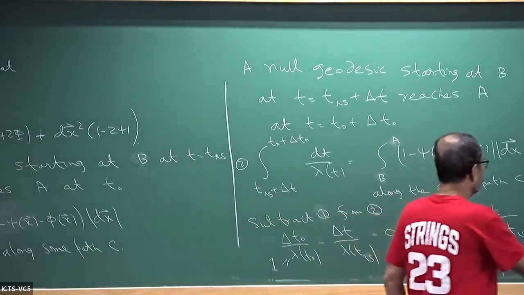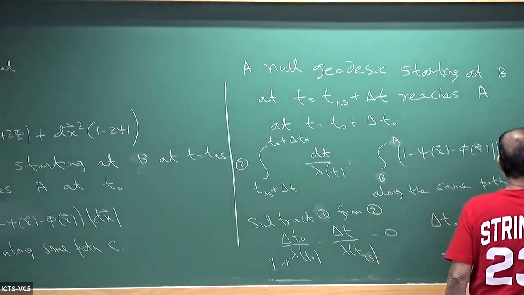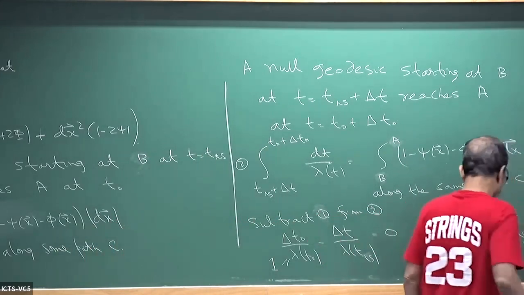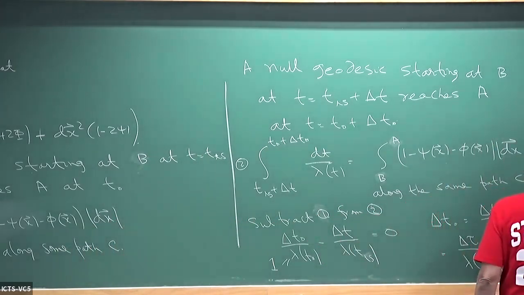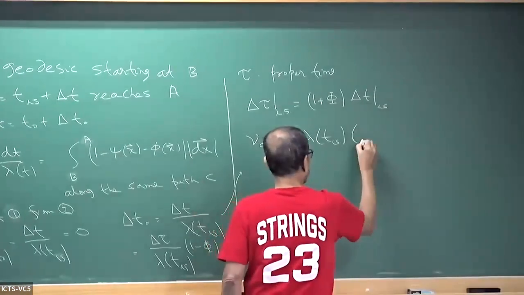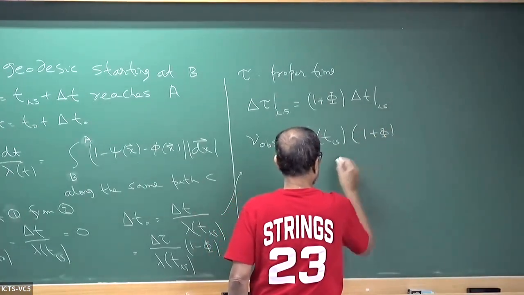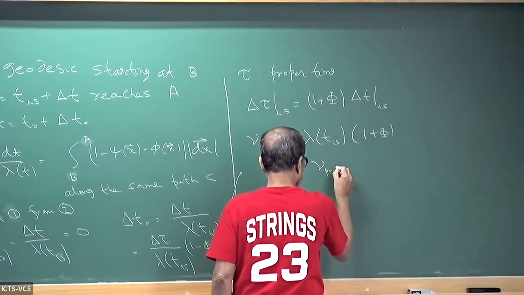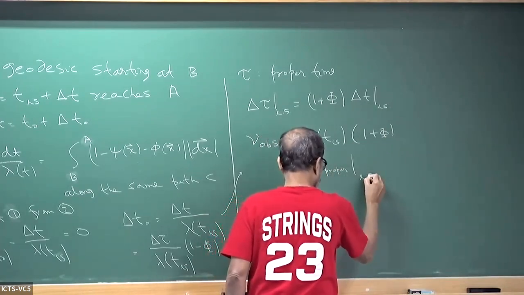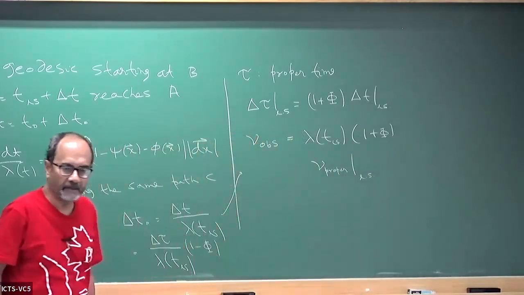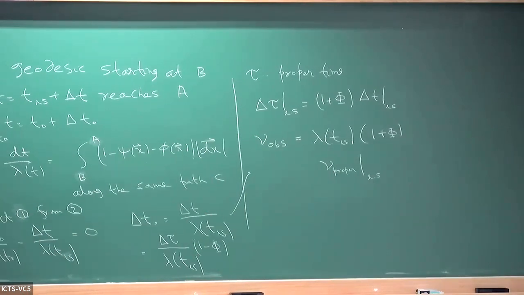So this we can translate to a relation between the observed frequency of light to the proper frequency at the time of last scattering. So that will be given by lambda TLS times 1 plus phi times nu proper at the time of last scattering. Okay. So nu proper basically means the frequency measured in the proper frequency. It's 1 over the proper period of oscillation. Is this clear?